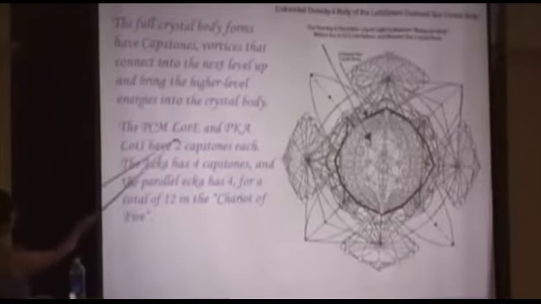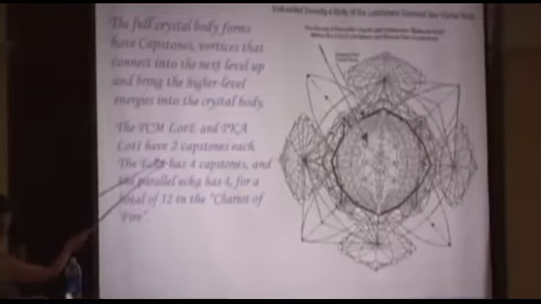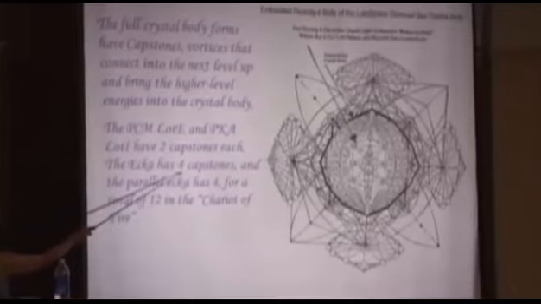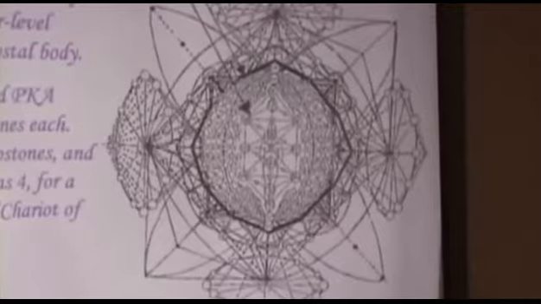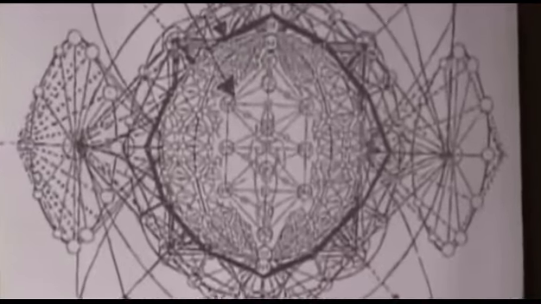And this is what the crystal body looks like when it's got its capstones on it. The capstones are vortices of energy that connect into the next level up and bring those higher level energies into the crystal body. The Lo Ta and the Lo Ti have 2 capstones each. So the Vecca has 4, the Eka has 4, and then the parallel Eka, a brand new concept, also has 4, for a total of 12 in what's called the chariot of fire. So there's a lot of discussion of the chariot of fire and activating that in Cathara 2-3.